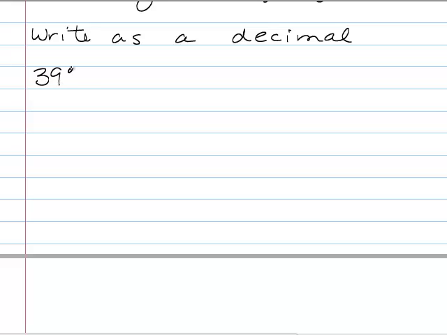What we're going to say here: write the following as a decimal. Okay, so we have 39%. So 39%, this is the same as 39 hundredths. We remove the percent sign and we divide by 100. 39 hundredths, this would equal 39 hundredths. Effectively moving the decimal place 2 places to the left.